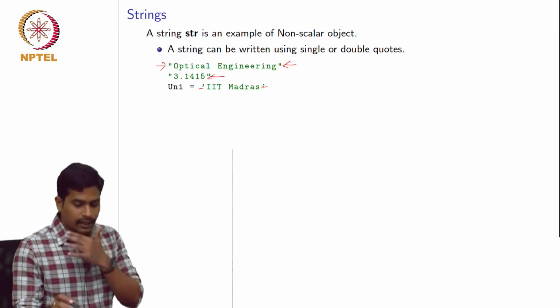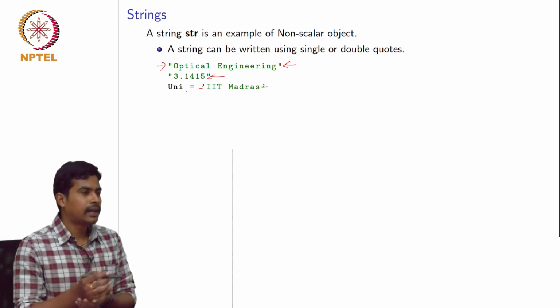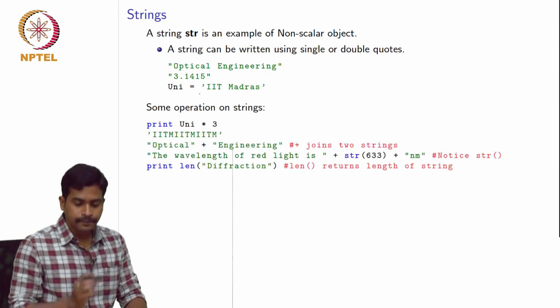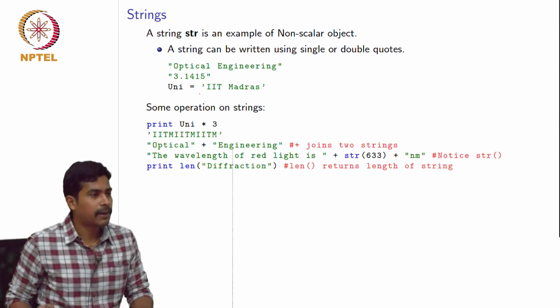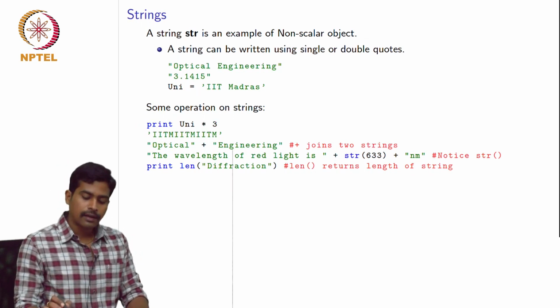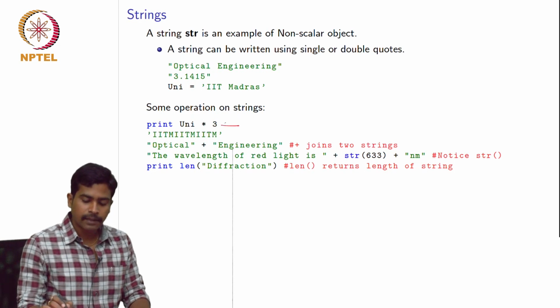Okay. And you can also assign variables to a string. For example, here uni is a variable and the value string is assigned to this variable. Okay. And let us see some of the operations that we can do on strings. So this is one operation that can be done on a string.